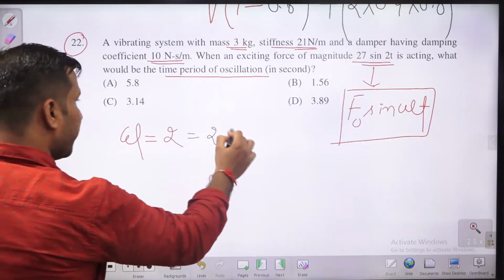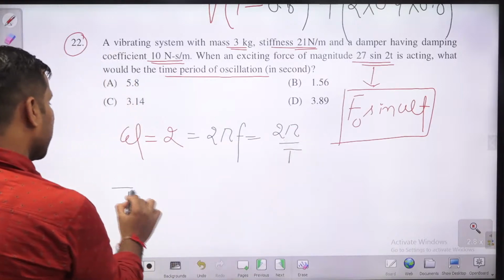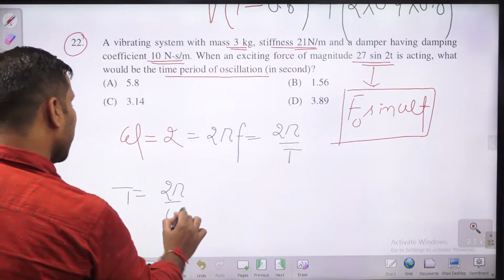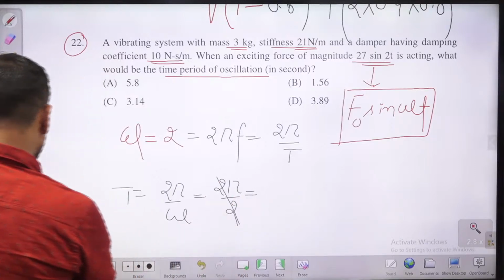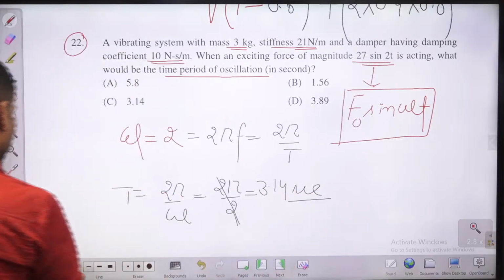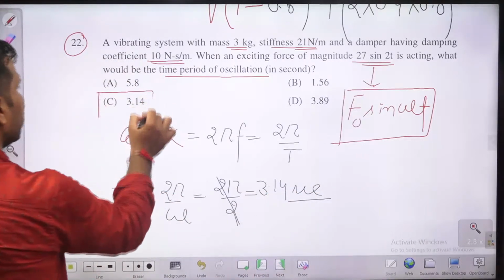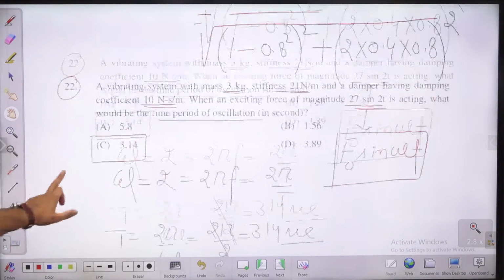Now what is time period? Omega is 2 pi f, or it is nothing but 2 pi by T. So time period is nothing but 2 pi by omega. So this is 2 pi by 2. It means the time period is pi. Pi means it is 3.14 second. The answer will be C, 3.14 second. 3.14 second is the right answer for this question.